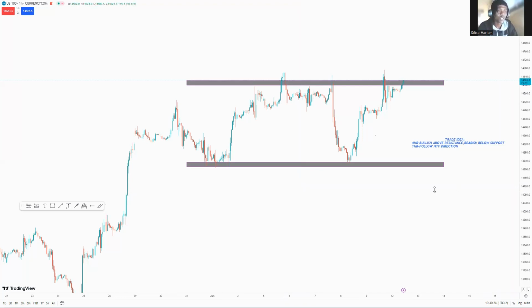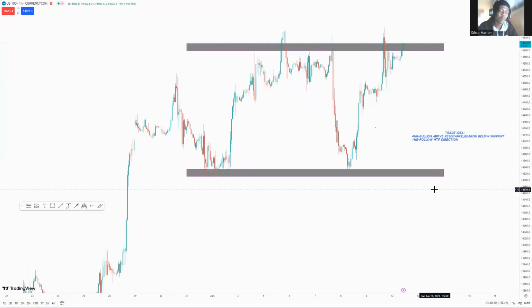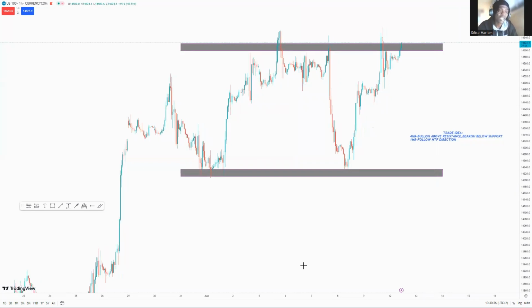So this is based on the hourly time frame, strictly the hourly time frame. You guys know that I look for momentum on the daily and the 4 hour, but I trade strictly the hourly, because that's the way I'm used to trading.